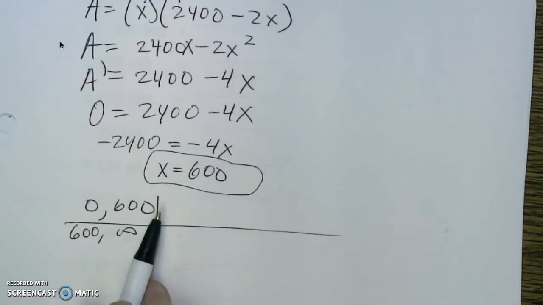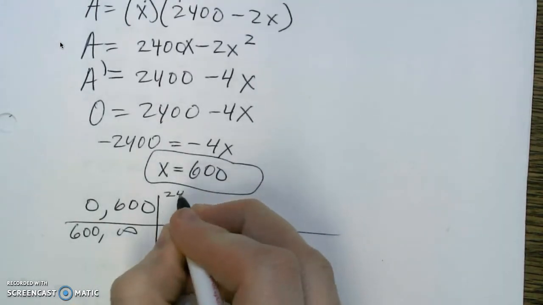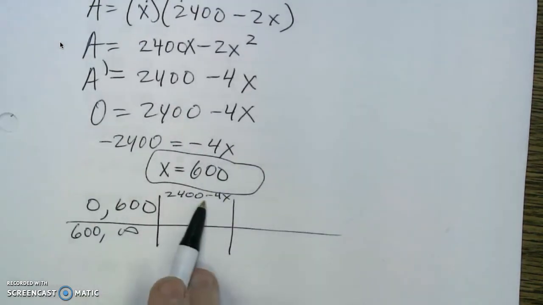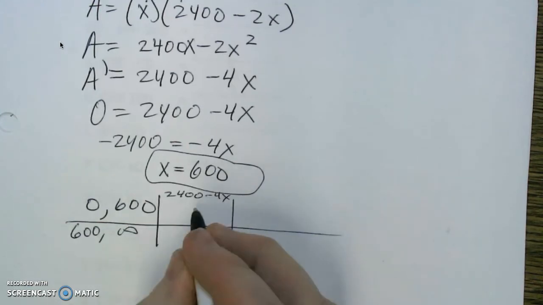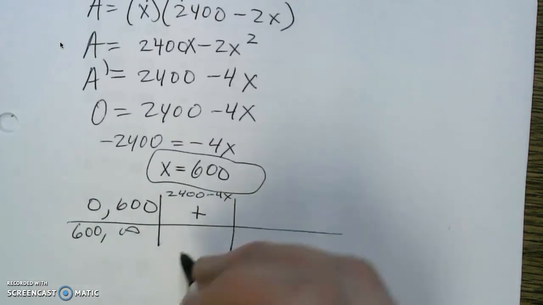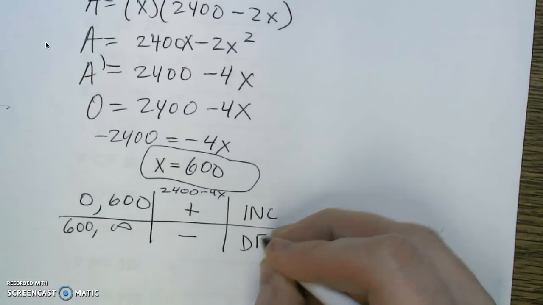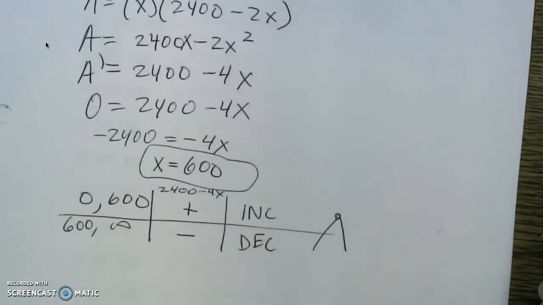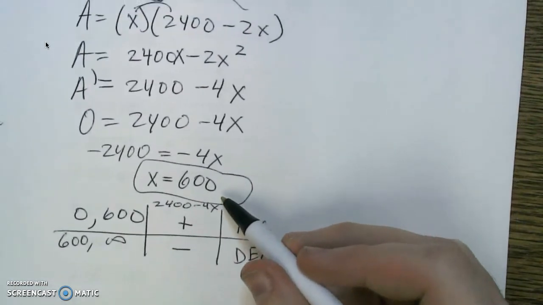So if we look at our first derivative, which is just the 2,400 minus 4x, and we test a value in here, you're going to get a positive. And if you test a number in here, you're going to get a negative. So we see that it's increasing and then decreasing, which is referring to a maximum. So we get 600 to be our maximum if we want to maximize the area.